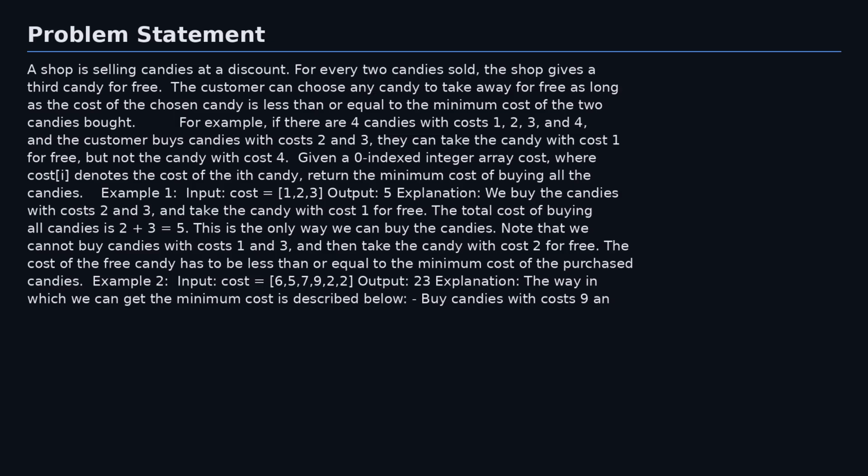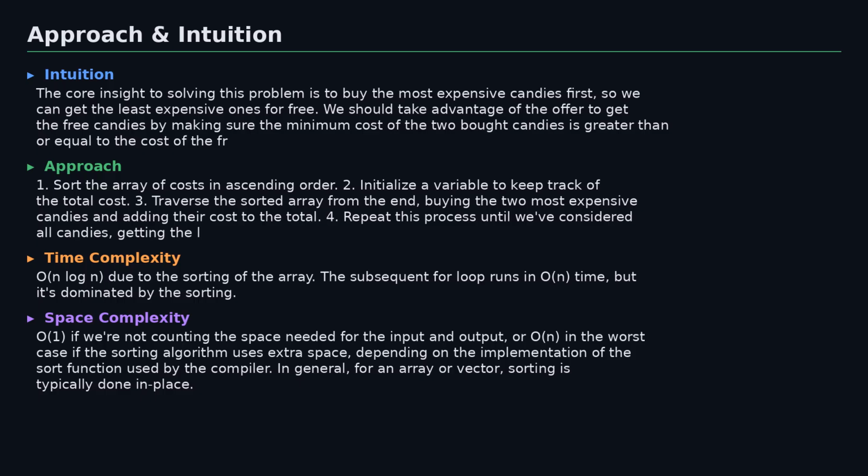So the core insight to solving this problem is to buy the most expensive candies first. Think of it like if you're at a store and you see a bunch of candies with different prices. And you know that if you buy 2 of them, you get a third one for free. You would want to buy the 2 most expensive ones first, so that the free one is also expensive. This way you're taking advantage of the offer and getting the most value out of it. It's like getting a discount on the most expensive candies.